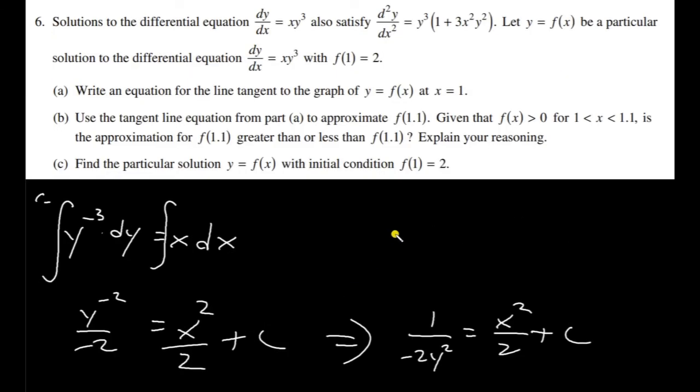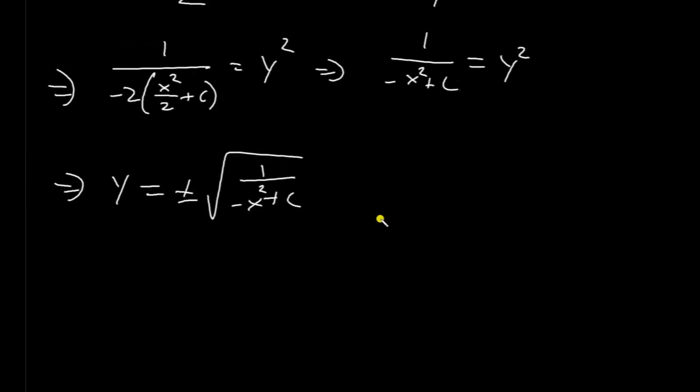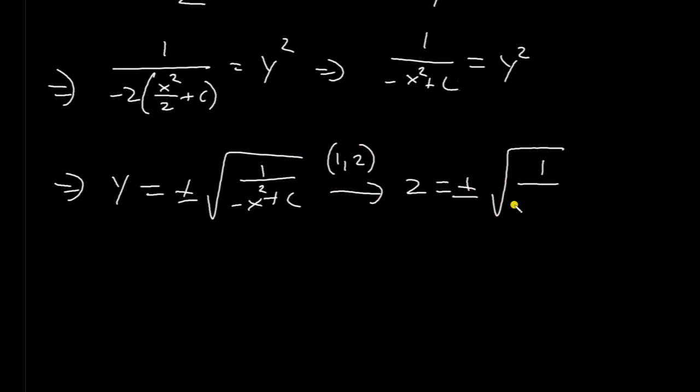To do that, we're going to use our initial condition f of 1 equals 2. We'll plug in 1 for x and 2 for y. So we'll plug in 1 comma 2, and we'll get 2 equals plus or minus square root of 1 over negative 1 plus c. Obviously it's going to be a plus, right? Because square roots are always positive, and if we had a negative here, that would make life a little bit weird. So we know that we're going with the plus in this situation.